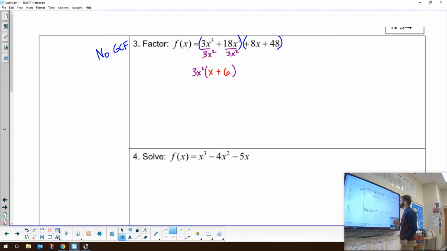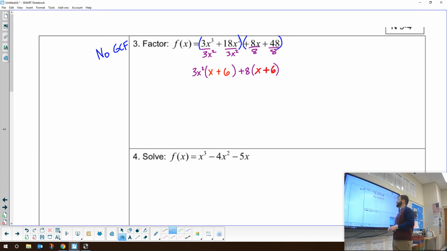All right, then my other one will have an 8 in common. So I can divide the first one by 8, divide the second one by 8. And we should get plus 8 times x plus 6, right? Because we were able to divide both those by 8, and 8 divided by 8 is x, 48 divided by 8 is 6.